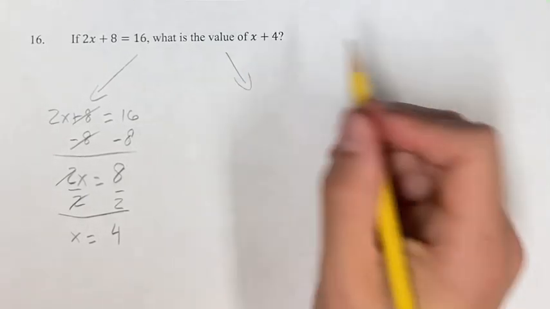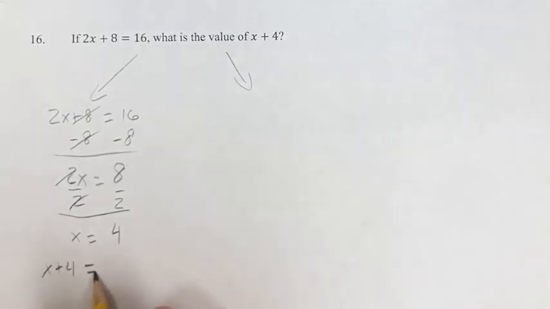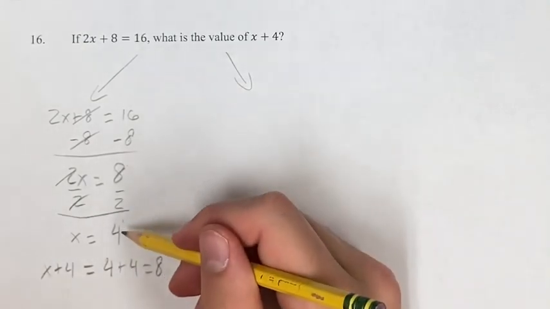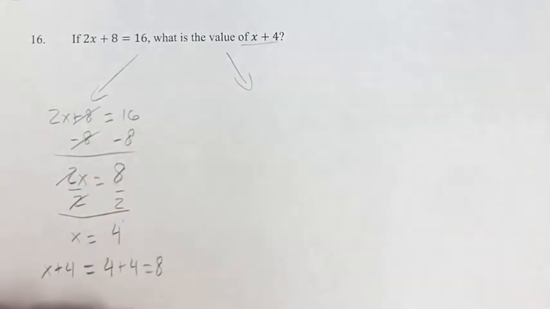So what is the value of x plus 4? Well, x is equal to 4, so we can plug in a 4 into this expression to get 4 plus 4, which is equal to 8. So that's the more straightforward method. You solve for x and you plug it back into the expression.